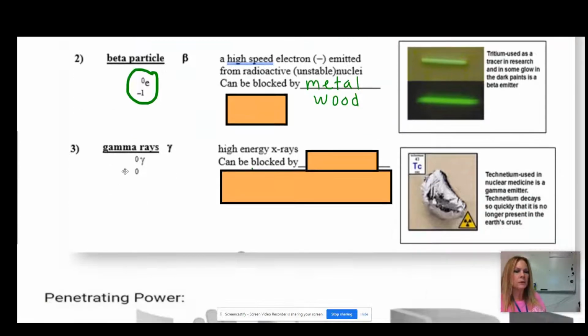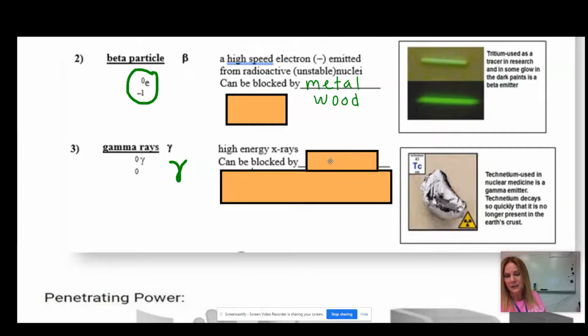Then the third type of particle is a gamma ray. It's not really a particle. It's a ray. It's pure energy. And so here's the Greek letter for gamma. It kind of looks like a Y. I would draw it by making a Y with a loop in the tail. And then the symbol 0/0 because it is not a particle. It has no mass and no atomic number. And so it's 0/0.